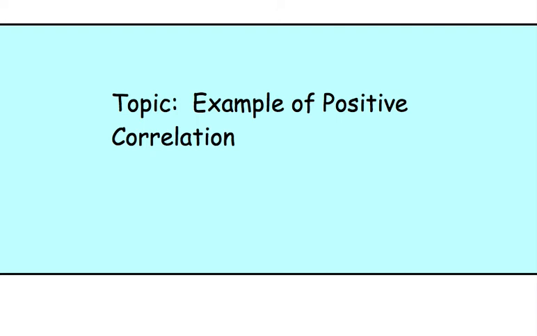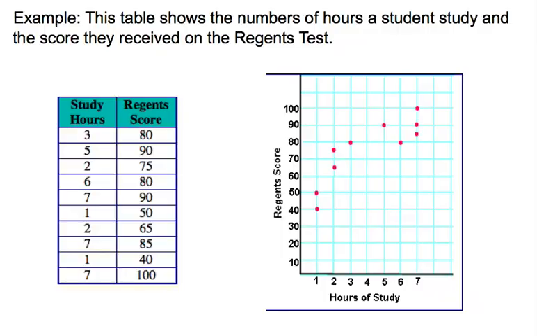In this next lesson, I'm going to show you a couple examples of graphs of positive correlation. So this first one, we have our data points on our graph. Where they came from is the first column is your X column. Those are the amount of hours studied for the Regents exam. The Y column represents the score that the student got.